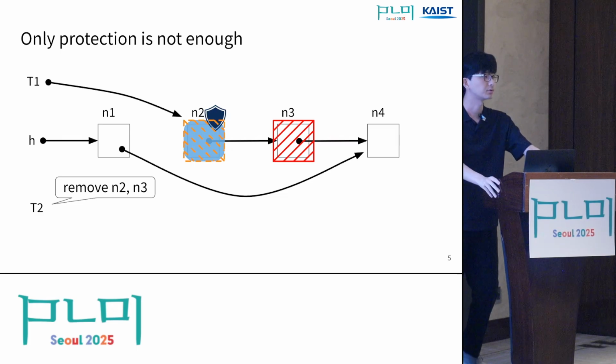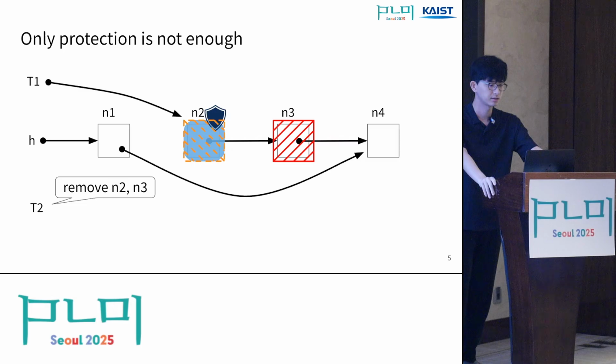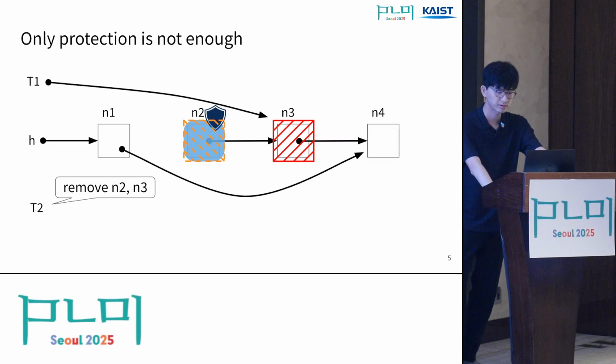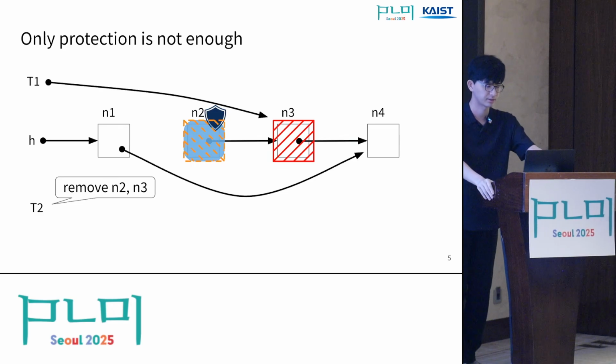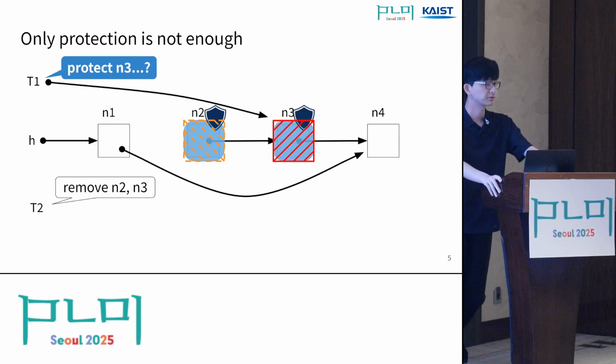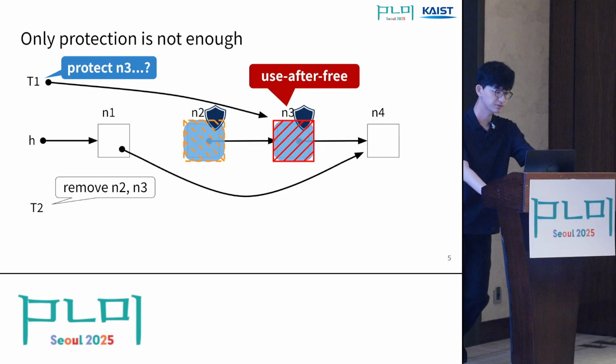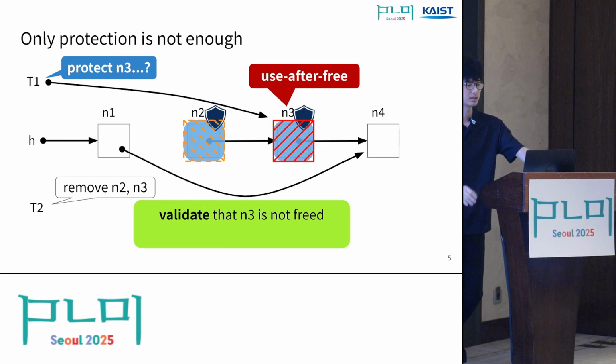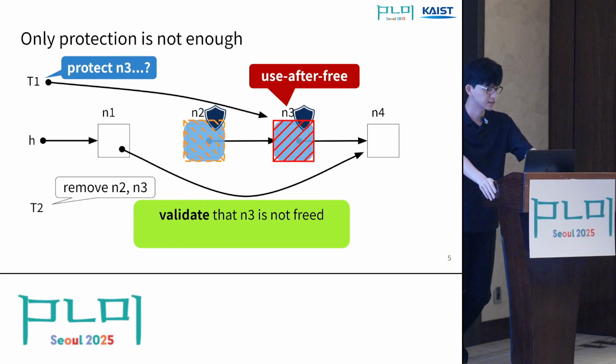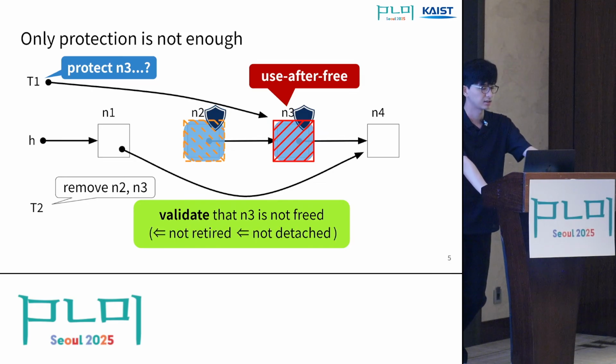However, protection alone is not enough to guarantee safe access. To see this, consider the case where T1 wishes to further progress to node 3. Similar to before, it will protect node 3 and access it. But as node 3 is already freed, this is a trivial use after free error. Thus, after protecting node 3, T1 should validate that node 3 is not yet freed to guarantee safe access. In practice, this is typically done by checking that a node is not detached. This works because a node must be retired to be freed and must be detached to be retired.